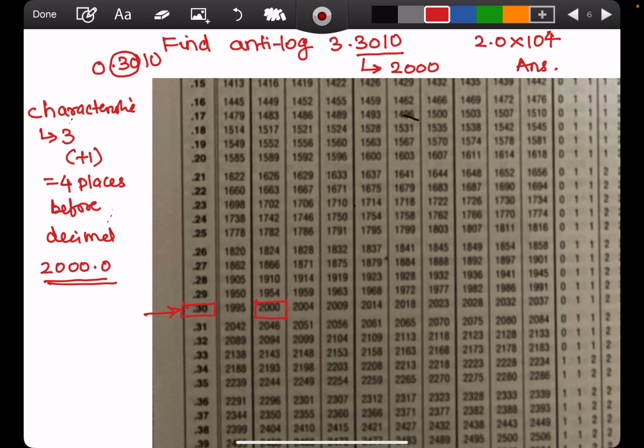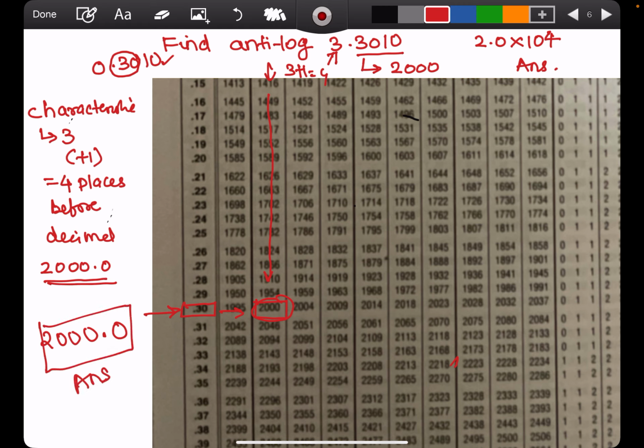This is 0.30, and the first column. So the first column is this. This is the first column. So you move downwards like this in the first column, and over here you get the digits 2000. And the mean difference is 0. So you get the answer as 2000. Right, now where to put the decimal? The characteristic is 3. So 3 plus 1 is 4, so I need to put the decimal at the fourth place. 1, 2, 3, 4 means over here, and this is the answer.